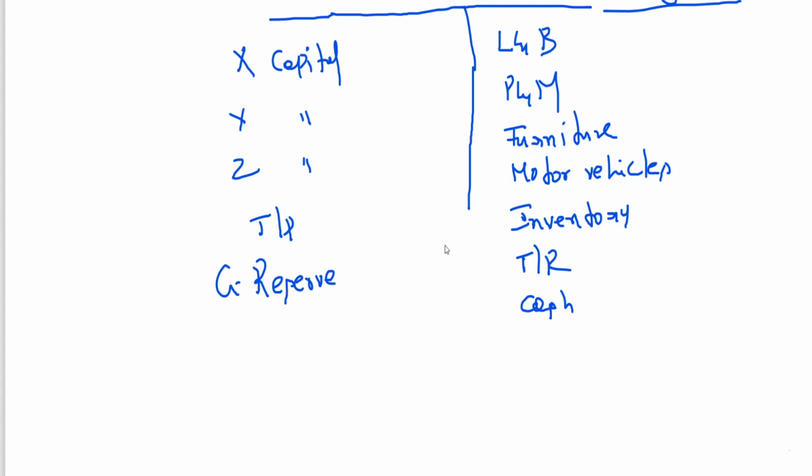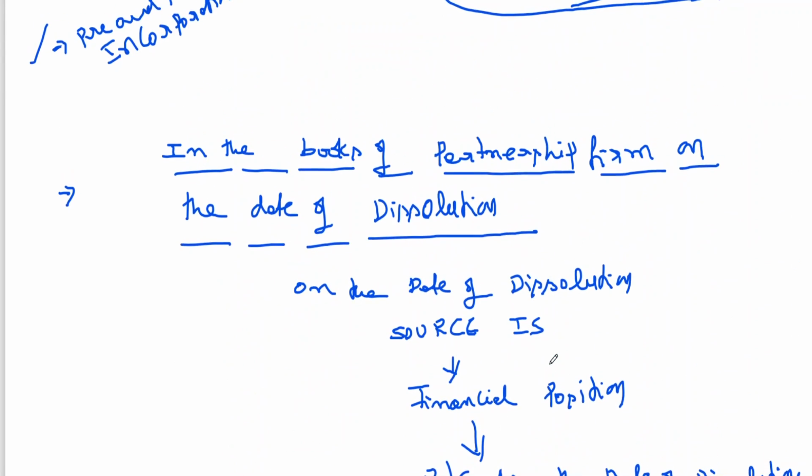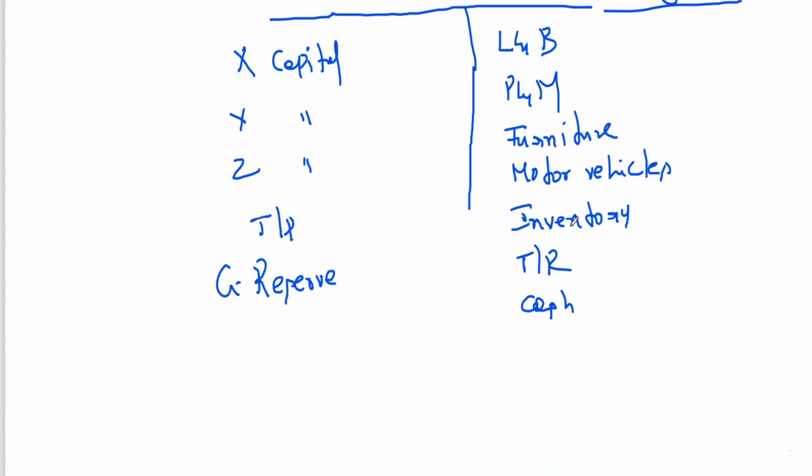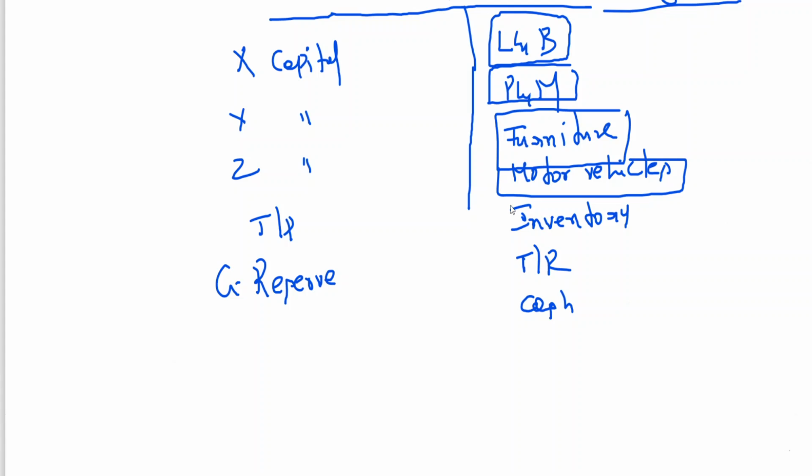This is the information. Now the concept is about dissolution. You want to close. How do you close? I told you in the last class: the assets have to be realized. Land and buildings have to be sold. Plant and machinery has to be sold. Furniture has to be sold. Motor vehicles have to be sold. Inventory has to be sold. Trade receivable has to be realized. Cash won't be sold; you know that cash cannot be sold. And with this, trade payable is to be paid.